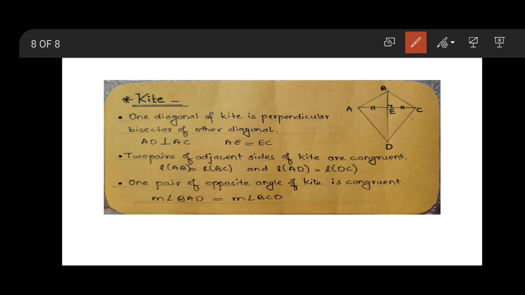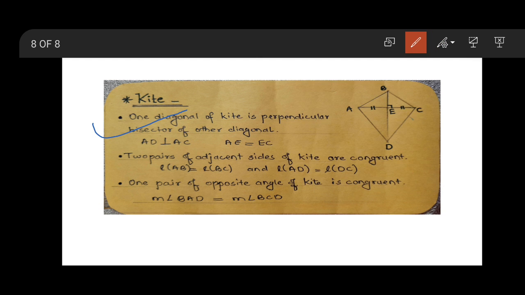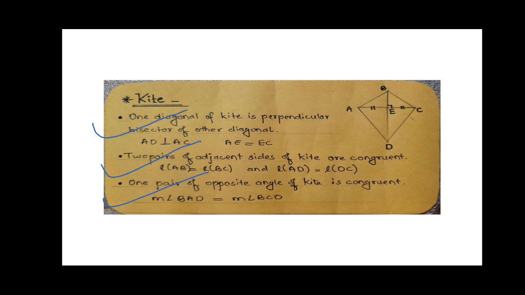The last property of a kite says one pair of opposite angles of a kite is congruent. Only one pair of opposite angles is congruent. It means these two angles. Angle BAD is congruent to angle BCD. So one diagonal of a kite is the perpendicular bisector of the other diagonal. Two pairs of adjacent sides of a kite are congruent and one pair of opposite angles of a kite is congruent. So that's it about all the properties of quadrilaterals.